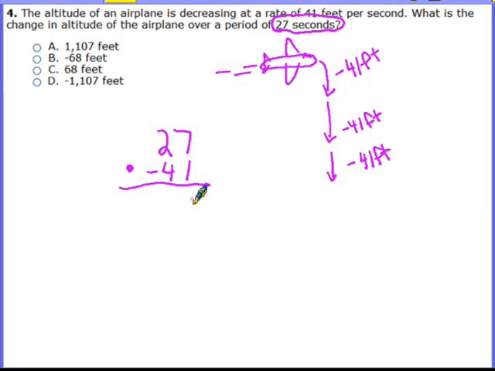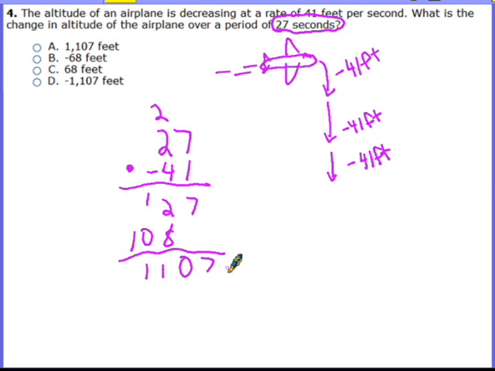So 1 times 7 is 7. 1 times 2 is 2. 4 times 7, 28, carry your 2. 4 times 2, 8, plus 2 is 10. Or it's 10, carry your 1. 1 plus 0, 1, and then 1.